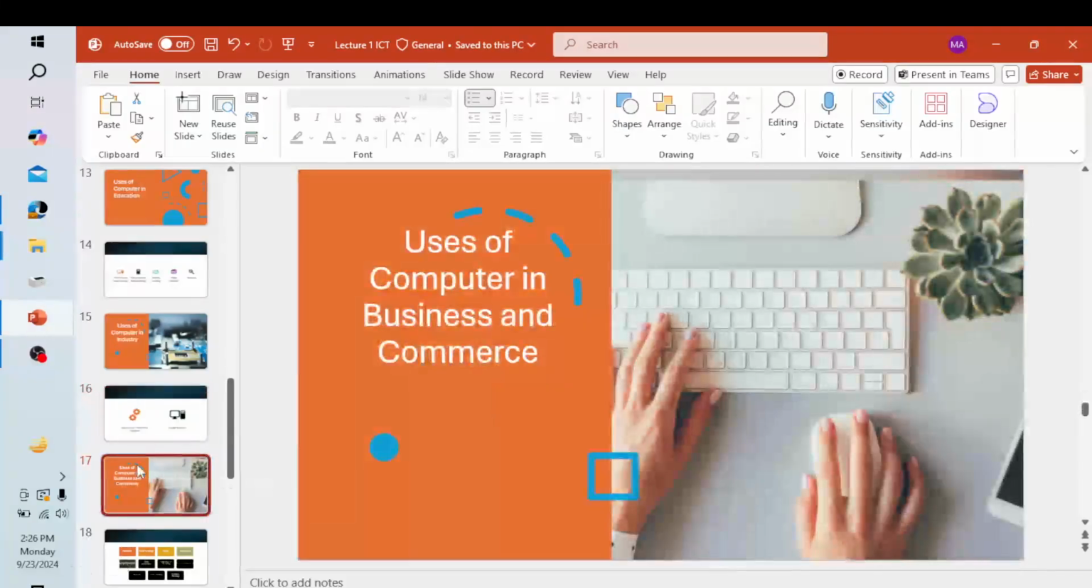Now the next slide is the uses of computer in business and commerce. As all of you are familiar, the use of computer technology in business and commerce provides many facilities. Businessmen are using computers to interact with their customers anywhere in the world. Many business tasks are performed more quickly and efficiently. Computers also help them to reduce the overall cost of their business. Computers can be used in business and commerce as follows.